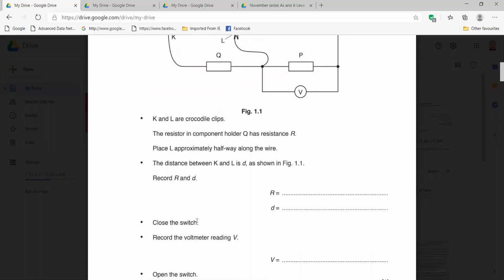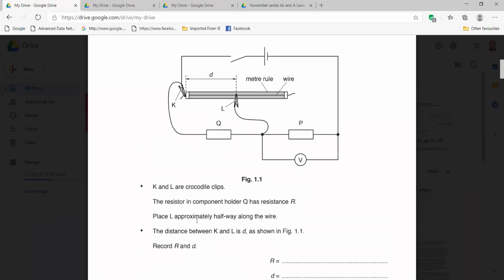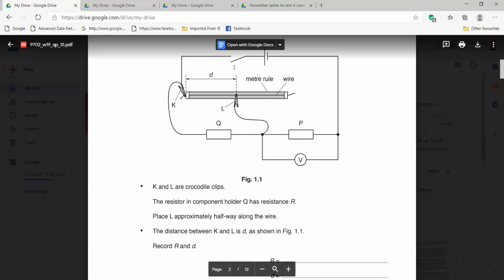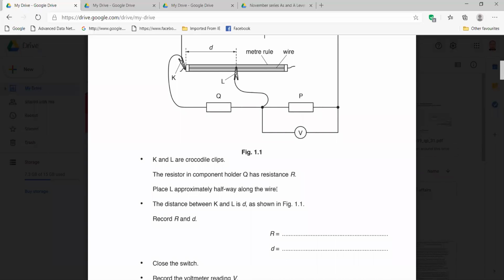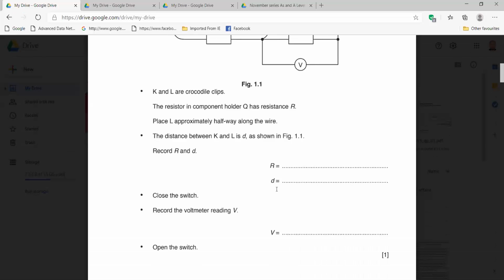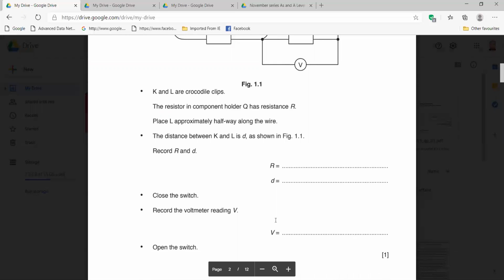Now they are saying to close the switch. If you close the switch, what will happen? There will be a reading. If you close this switch, there will be a reading. That means the circuit is on, right? If you use your ammeter, you will get an ammeter reading. If you use your voltmeter, you will get a voltmeter reading. Now you will get some reading in the voltmeter. That one you have to record here.